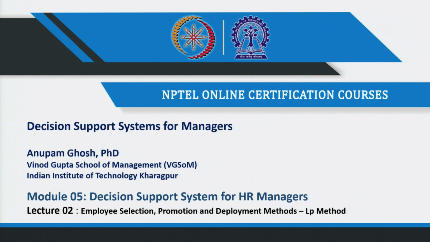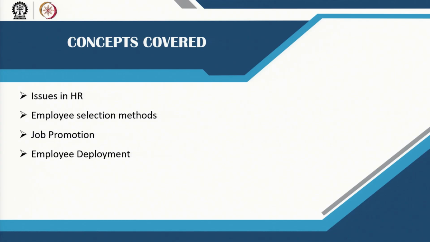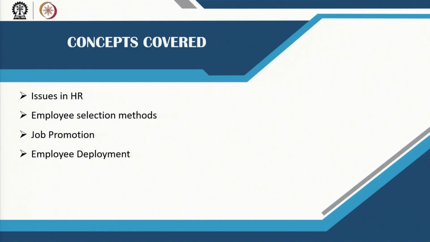We are into Module 5, Decision Support Systems for HR Managers, and Lecture 2 of Module 5, that is Employee Selection, Promotion and Deployment Methods. That is, today we will do the LP method. These are the concepts covered in this module: issues in HR, employee selection methods, job promotion methods and employee deployment methods.